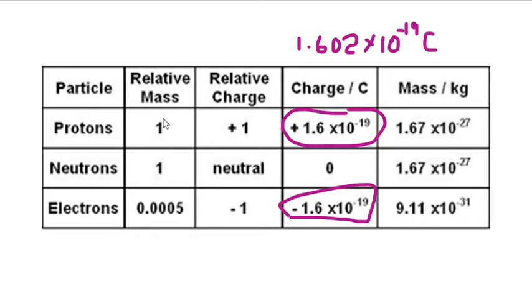If we look at their masses, protons and neutrons are extremely big, and an electron is tiny compared to those, right? Neutrons are neutral, +1, -1, and then what does that equal? Well, in coulombs, that's what it equals. And then we have the mass. Again, drastic differences in mass.